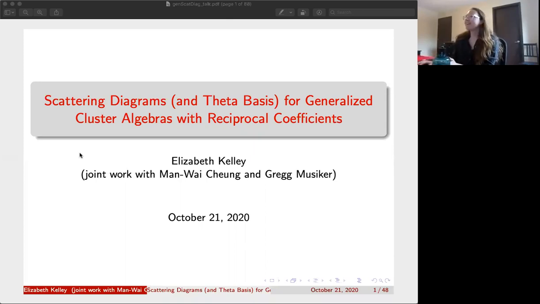Okay, great. Today we have a really exciting speaker, Elizabeth Kelley. She's my, I don't know, not academic sibling for real, but she also goes to the University of Minnesota. She's on the job market this fall. Today, she's going to talk to us about scattering diagrams and a theta basis for generalized cluster algebras, but with reciprocal coefficients.